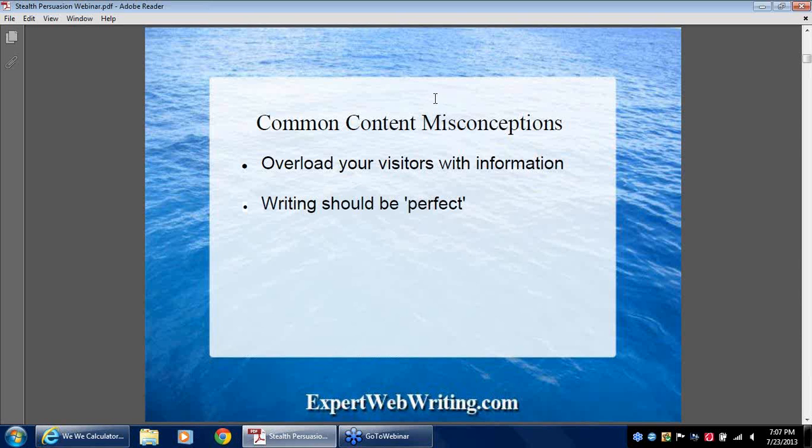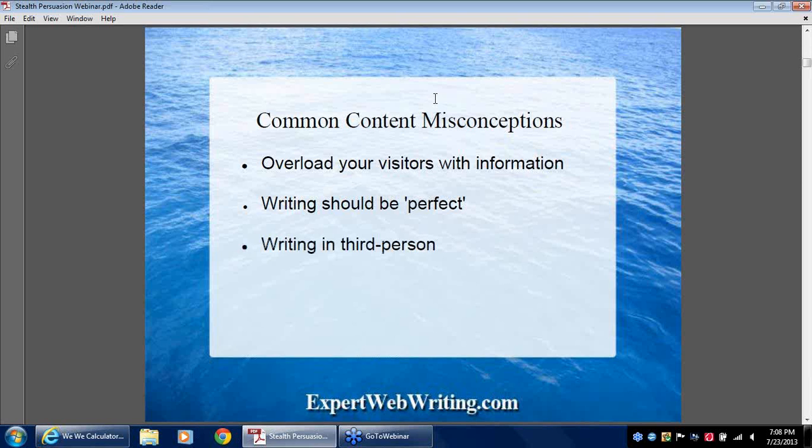Also, we believe the writing should be perfect, grammatically correct, just very stuffy and absolutely perfect, like we're reading some kind of dissertation. What really matters is speaking from the heart, speaking in your own voice, and speaking also in the voice of your customer and what they're expected to hear on a daily basis.